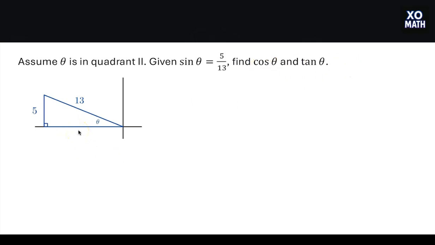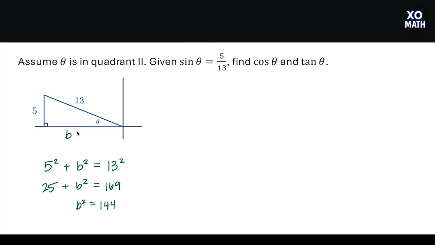Well, we can find the missing side length using the Pythagorean Theorem. So the missing side length we'll call b for a moment, and we'll use the fact that the two smaller sides squared and added together, so 5 squared plus b squared, has to equal the hypotenuse squared, the Pythagorean Theorem, so 13 squared. So 5 squared is 25, plus b squared is equal to 13 squared is 169. If I subtract 25, I get b squared is equal to 144.